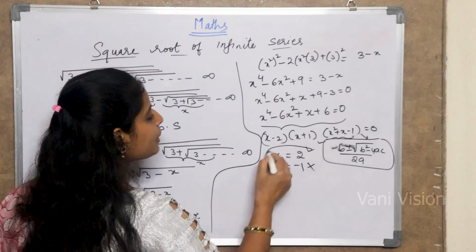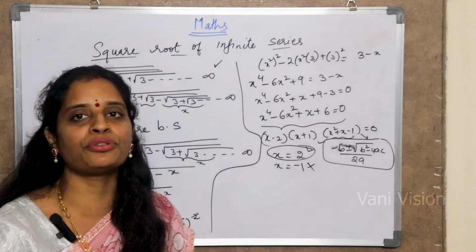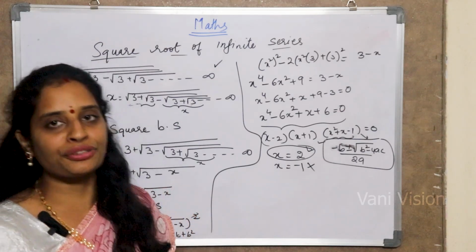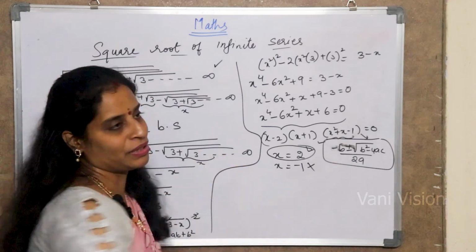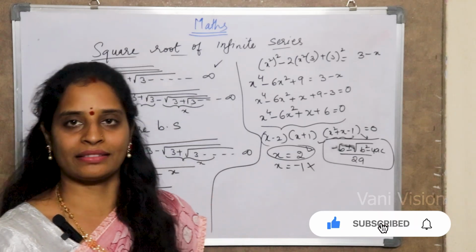So the solution of the particular equation is what? 2. The perfect answer for root 3 plus root 3 minus root 3 plus root 3 minus, up to infinity, is 2. So now we are going to see our trick behind it, how to use that trick.